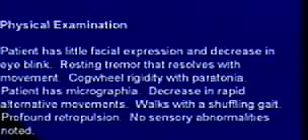Okay, so let's go to the physical exam, and let's see what we find, and we'll see if our expectations are correct. So the patient has little facial expression, right, and decrease in the eye blink. Resting tremor that resolves with movement. Now, how is the tremor of cerebellar disease different from this tremor? So a patient who had a cerebellar stroke, let's say, or who has a tumor in the cerebellum, how would his tremor be different from the tremor of Parkinson's disease?